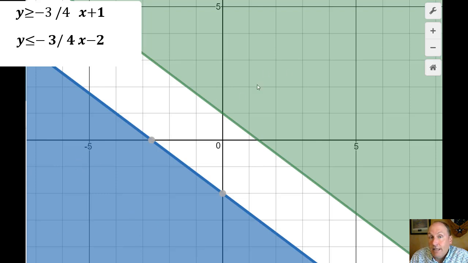So our last step is to see what areas they have in common. They have none. Therefore, there is no solution to this. This is an inconsistent system of linear inequalities because there is no solution.